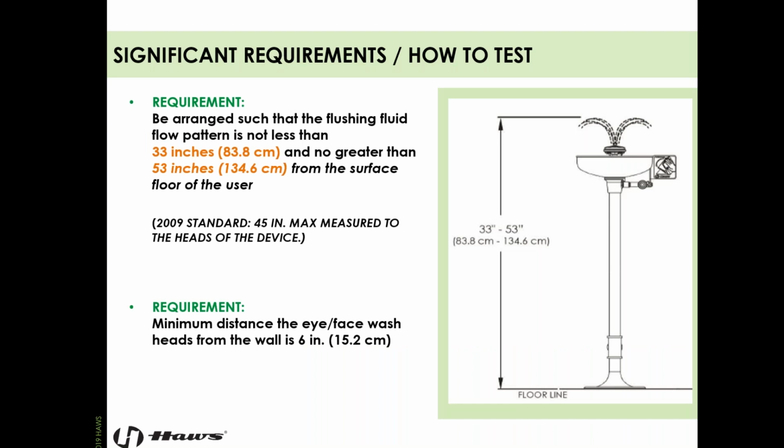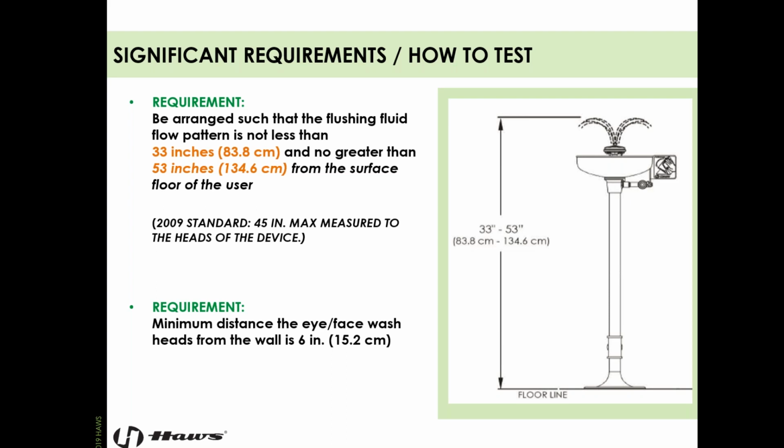Now, the flushing fluid, the flow pattern, has to be between 33 to 53 inches above the surface floor that the user is standing on. Now, what this is accomplishing is, again, just making sure that average human measurements, anthropometrics, are being met, right? So it's making sure that the top of the eye wash stream is not too low and it's not too tall, and we're going to be able to lean over, hold our eyes open, be in a fairly comfortable position, and utilize the piece of equipment.